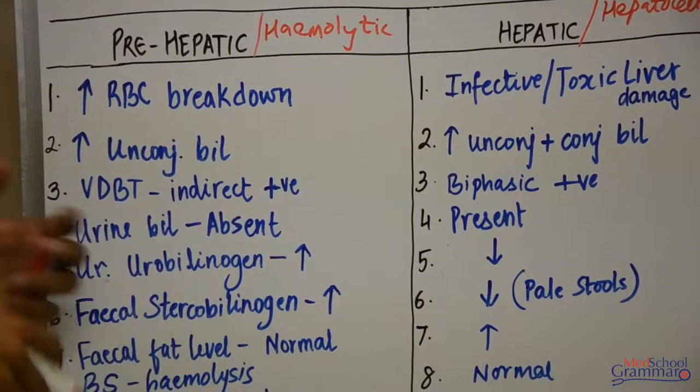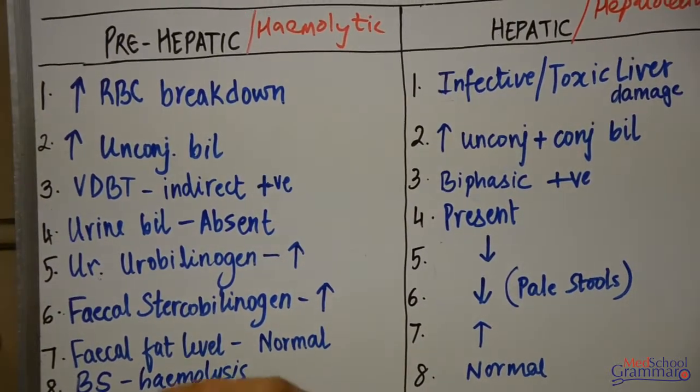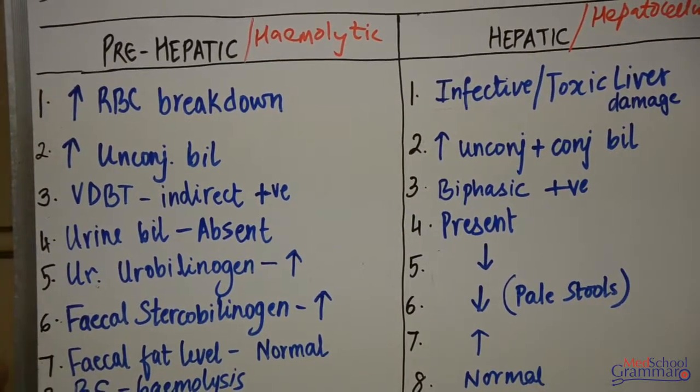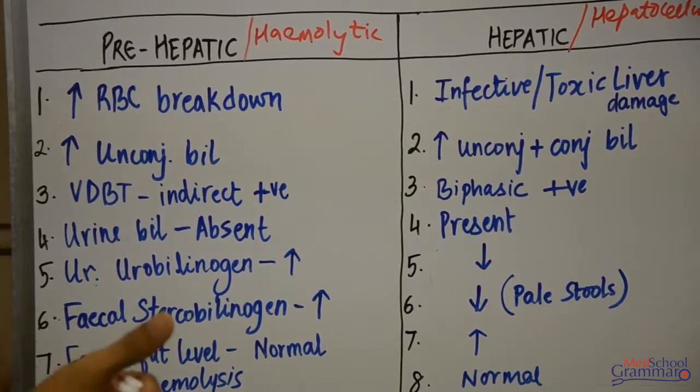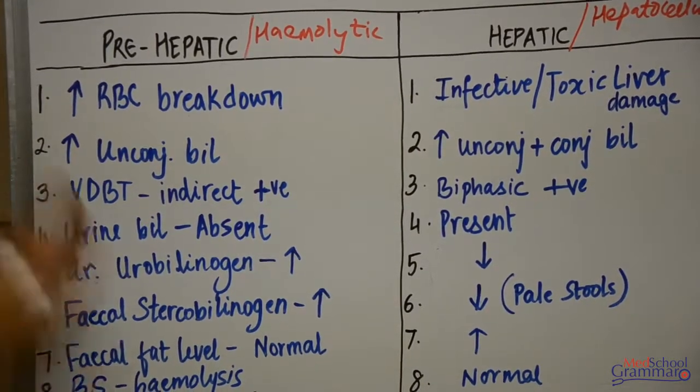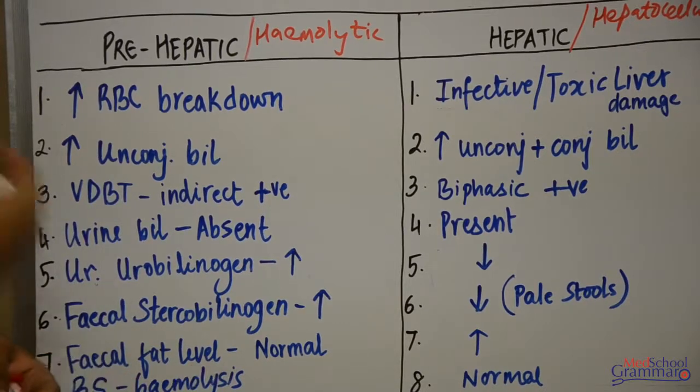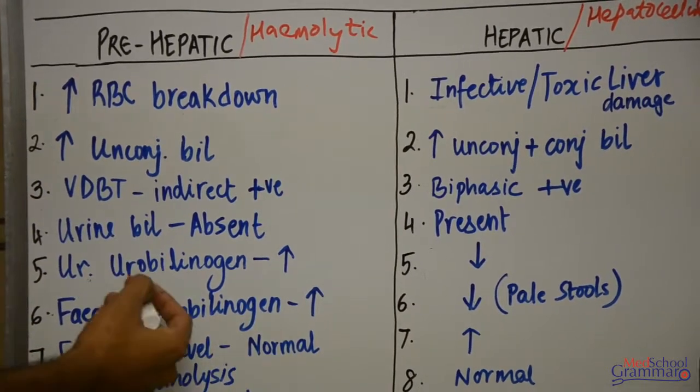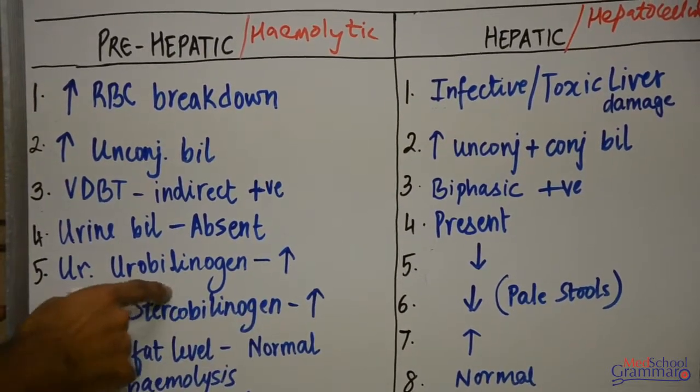Why? Because there is increased input of unconjugated bilirubin, increased output of conjugated bilirubin, increased breakdown of bilirubin, therefore increased synthesis or production of urobilinogen, therefore increased excretion. Alright, it's logical, it's very simple.